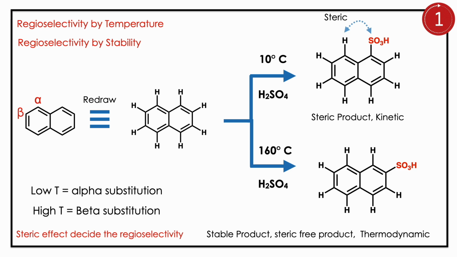So at low temperature it's a kinetic product. At high temperature it is a thermodynamic product. Here temperature completely controls the regioselectivity. Low temperature promotes alpha substitution. High temperature promotes beta substitution.